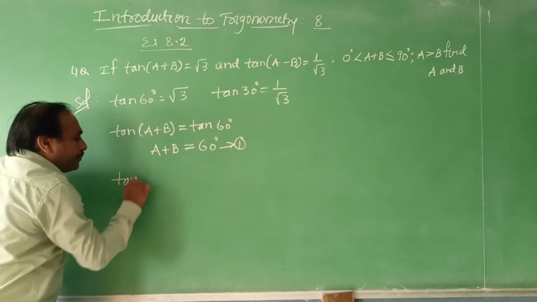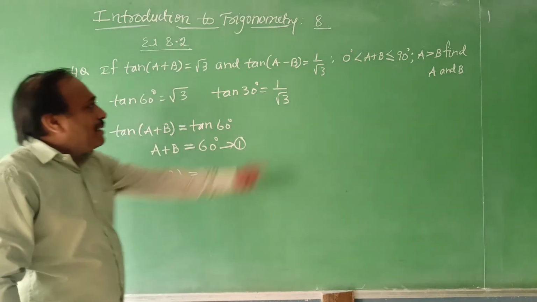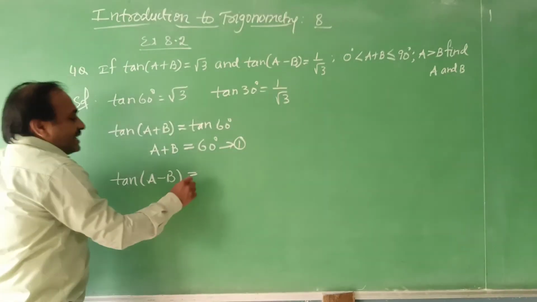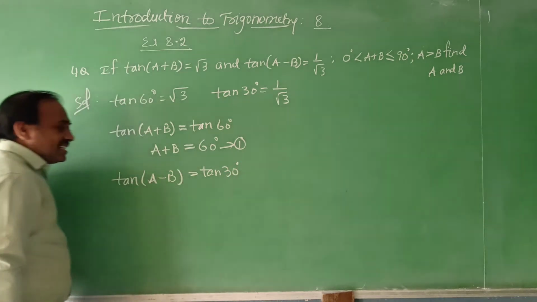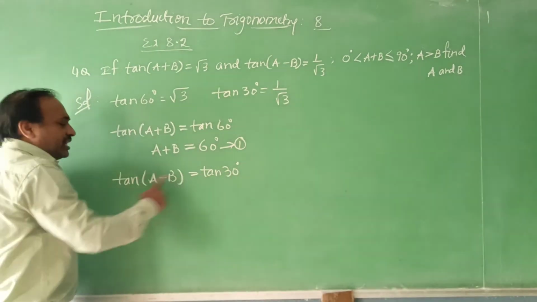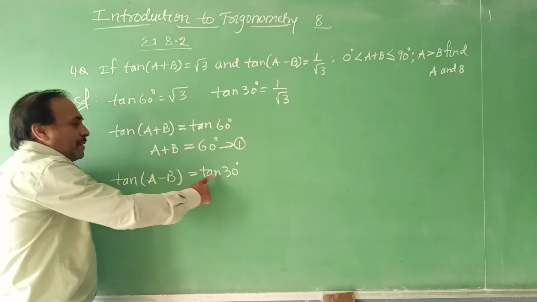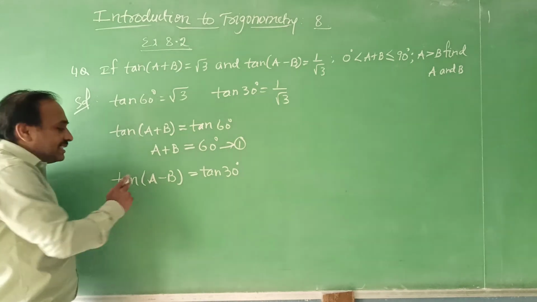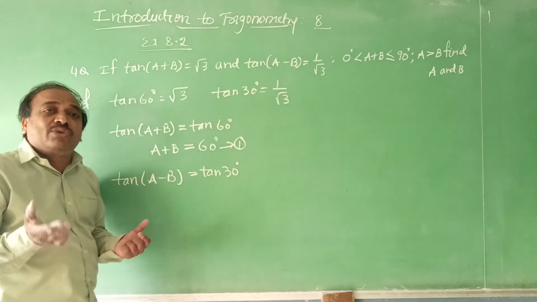Tan of a minus b is equal to 1 by root 3, and 1 by root 3 can be written as tan 30 degrees. Again, on both sides we have tan and tan, so tan is applicable on both sides. Both the left and right hand side trigonometric ratios are the same.